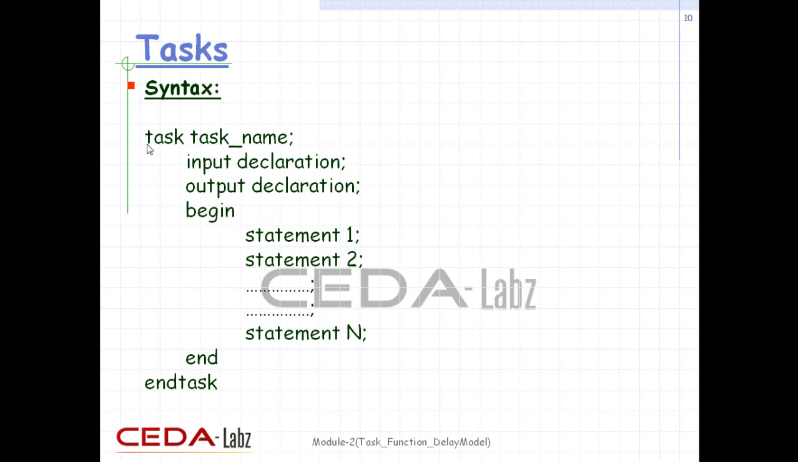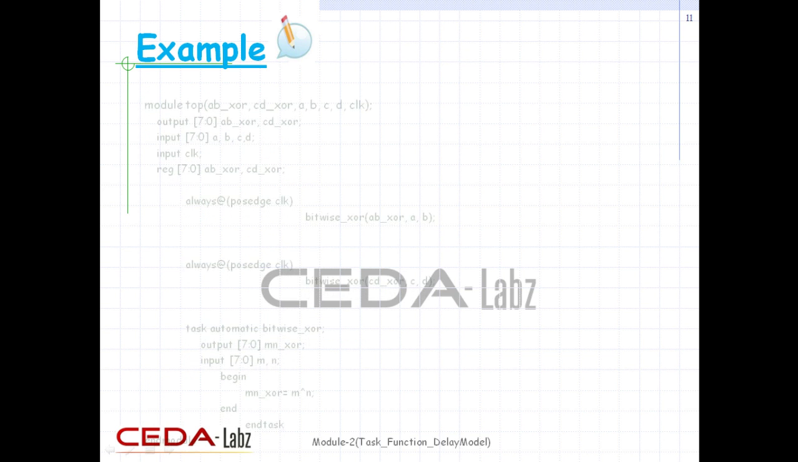A task is declared with the keyword task, followed by the task name. These are the inputs and outputs declared in a task. They remain local to the task. The desired statements are written inside a begin and end block, and the task is terminated by the keyword endtask. Here is an example using a task.